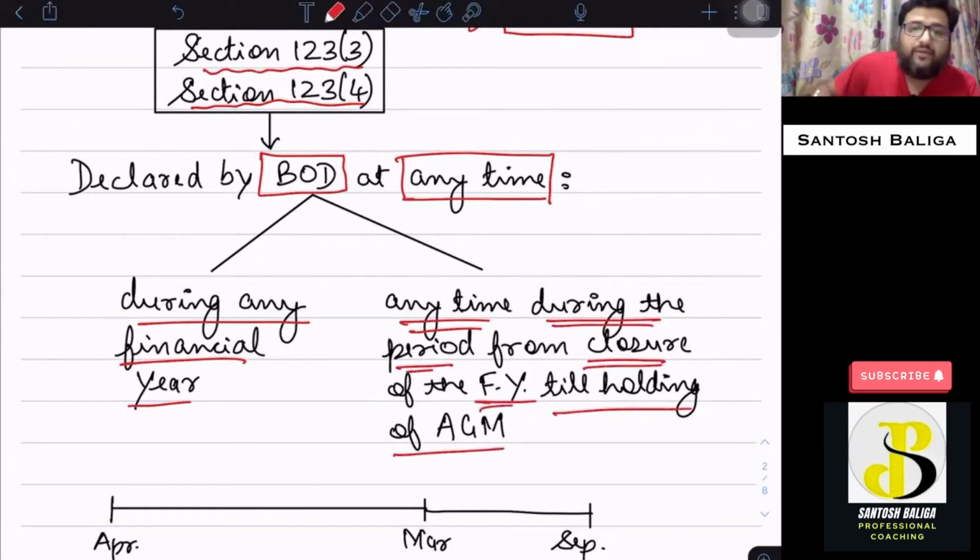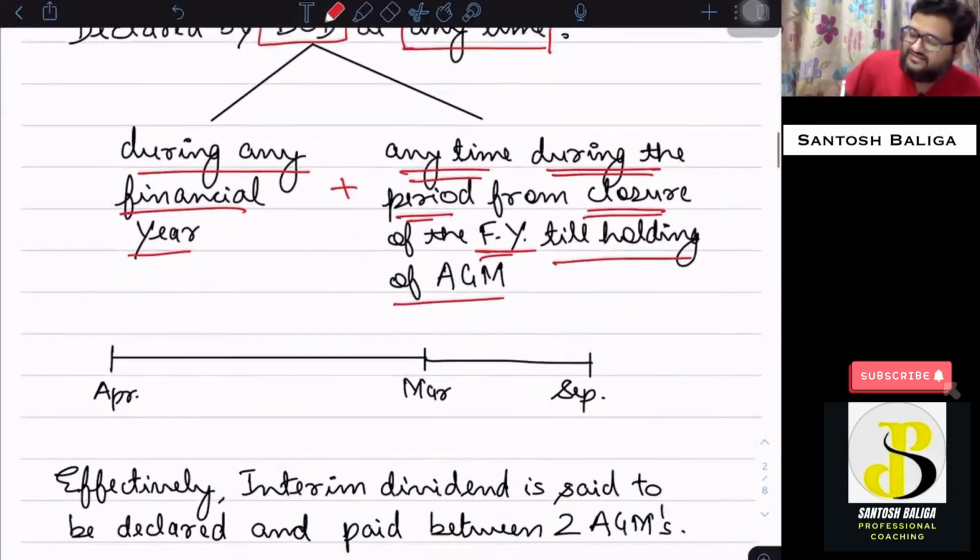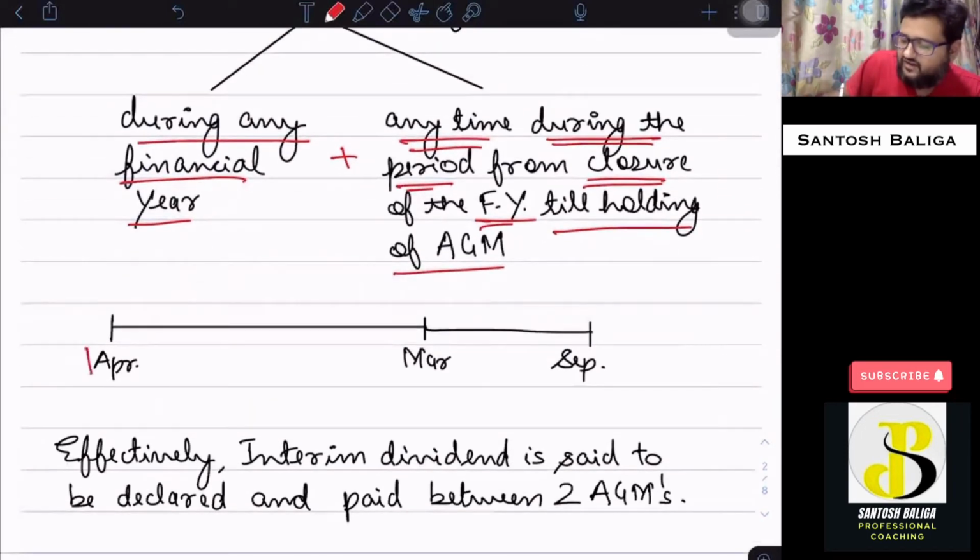So the total period within which a company may declare interim dividend is during the financial year or any time after the closure of the financial year till the holding of the AGM. Let me give you an example for the same. In case of a company, the financial year will start from April to March.